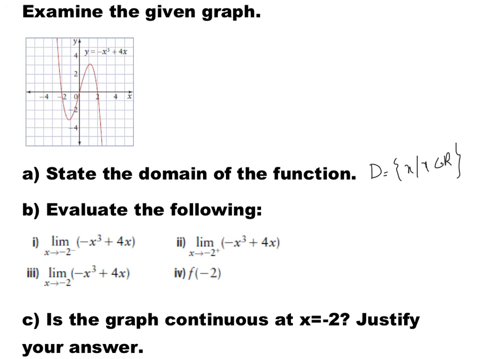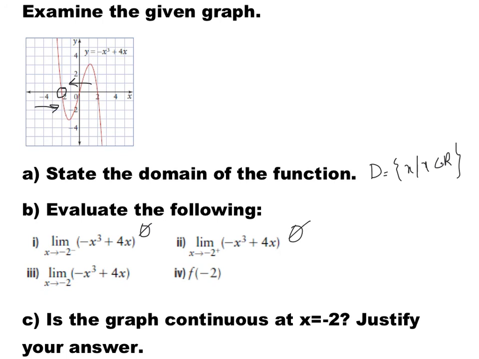Next, evaluate the following. Limit of x going to -2, which is here, from left hand side. You can see that when we approach -2 from left, the value of the function is 0. The next one says the limit of the function when we go toward -2 from right. So we go this way, and again the value of the function is 0.